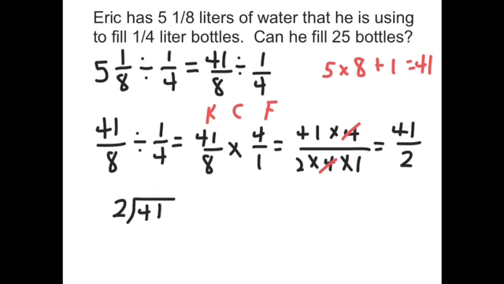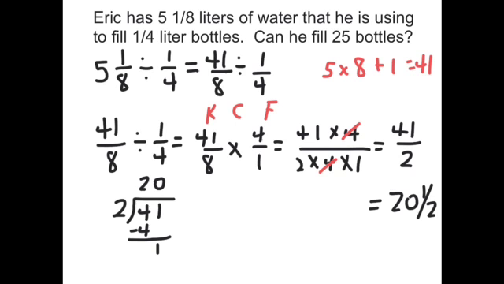2 divided into 41. 2 goes into 4 2 times. Subtract the 4. I subtract to get a 0. Bring down the 1. I've got a 1. How many times does 2 go into 1? 0. So if we do the opposite of the round the clock, well, here we go. We're going to get 20 and 1/2. So our answer is that he can fill up 20 and 1/2 bottles.